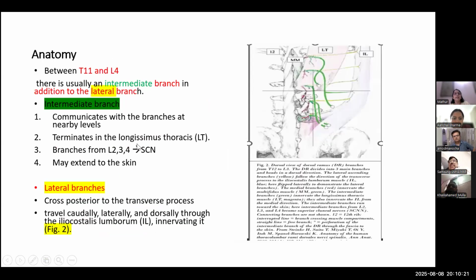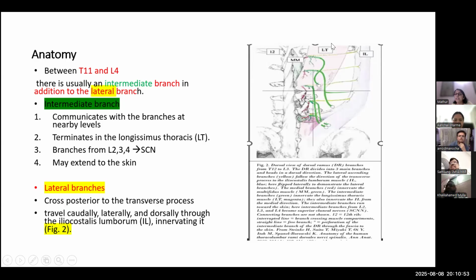So between T11 and L4, there is usually, this is again the same diagram, an intermediate branch, and in addition, the lateral branches. The intermediate branches communicate with the branches of the nearby levels, and also they terminate in the longissimus thoracis, like here. And these branches from L2, 3, and 4 continue as the superior cluneal nerves. These may extend up to the skin.